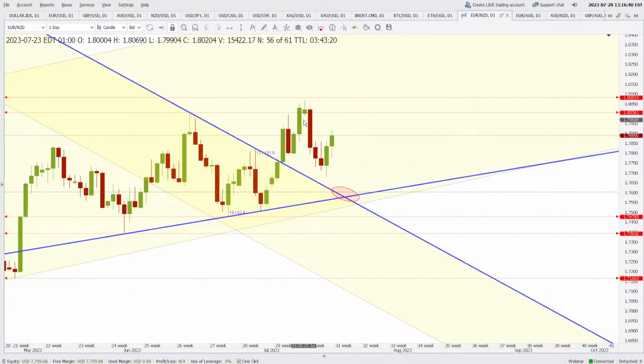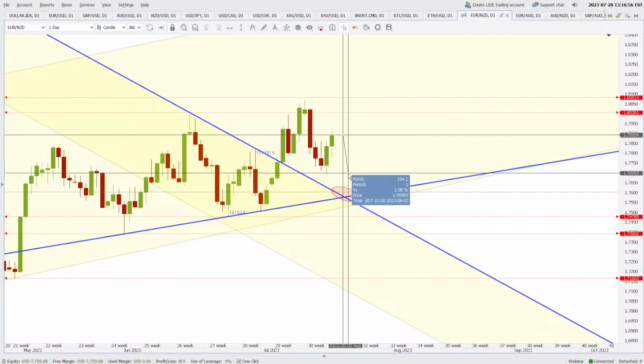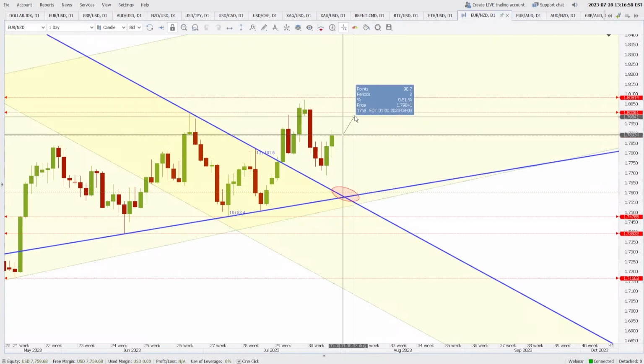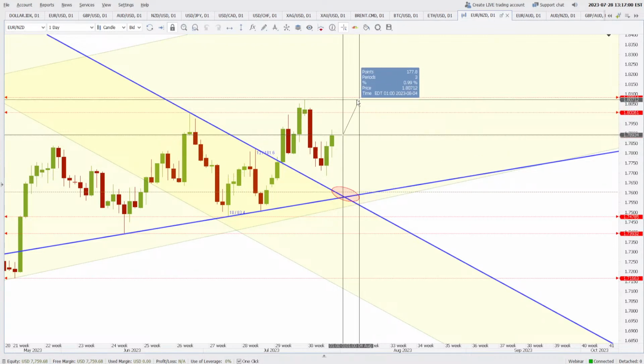Euro New Zealand, like I said, we are buyers in this market, but we need a good level to buy. So the 1.7600 area is a good level to buy this market. Right now, wherever the price is trading is not a good level, because you will have a huge stop loss, 200 points of stop loss, and potential take profit of only 177.